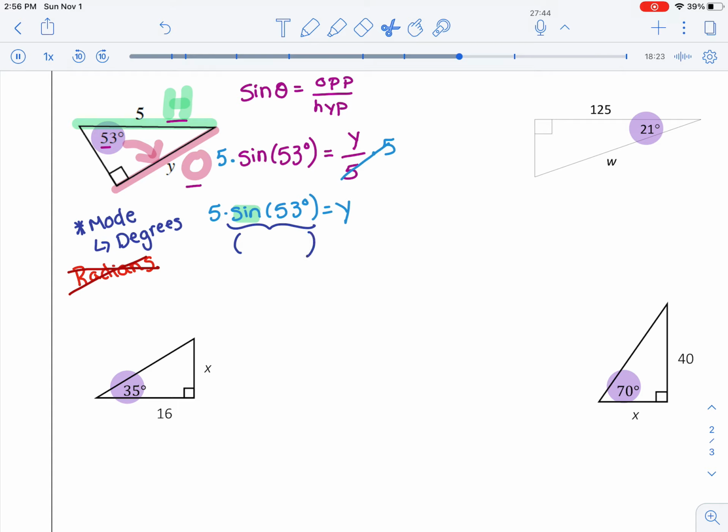Now that number that came out of the calculator was 0.7986-ish. I'm still multiplying that number by 5. So now 5 times my answer is 3.993. And that is my approximation for y.